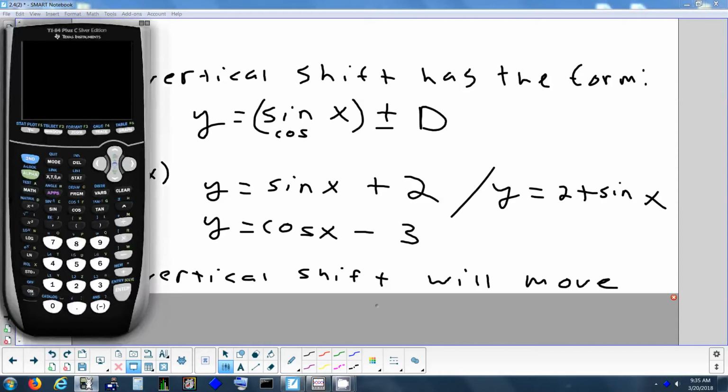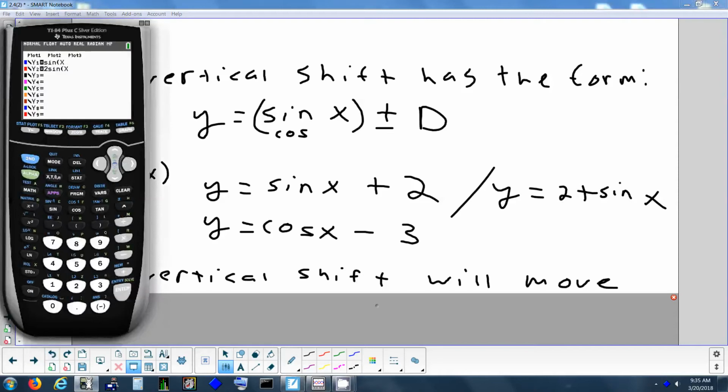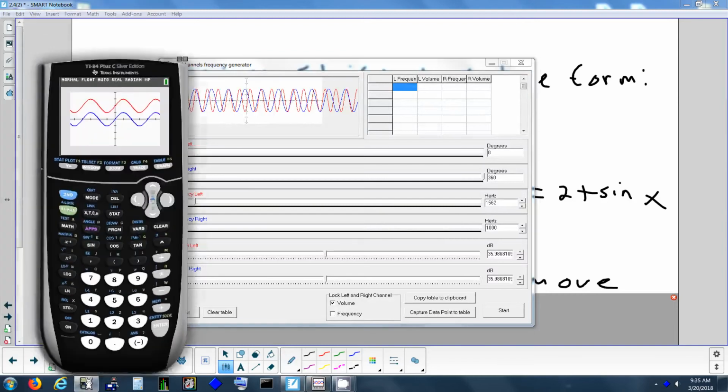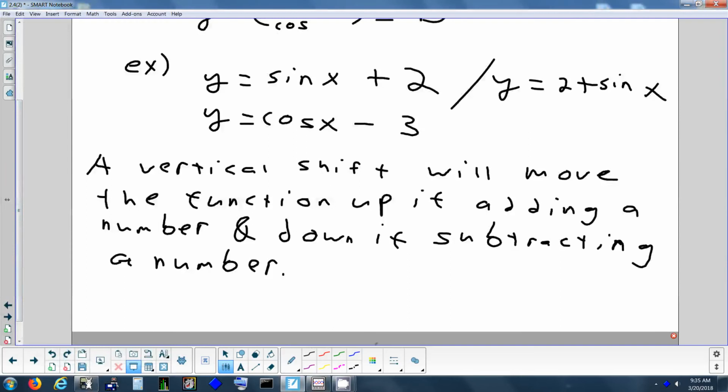So now it's a question, do you do the opposite, or do you do what common sense would say? Okay, let's try it. So let's do sine of x and sine of x plus 2. That's the original. And that's the new one. So it is more of a common sense thing. Plus will shift up, minus will shift down. I cannot demonstrate that one with sound because there's really no connection that I can use this program for. Okay, so shift up if you're adding, down if you're subtracting.